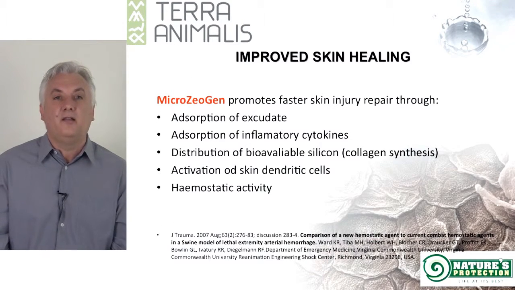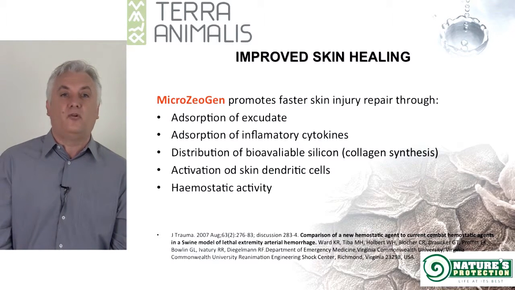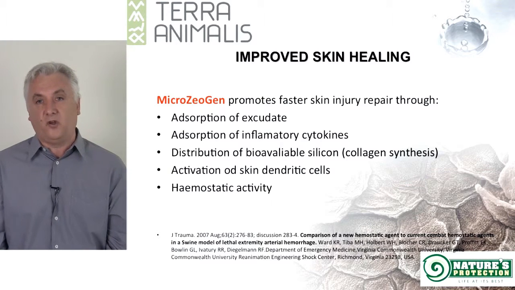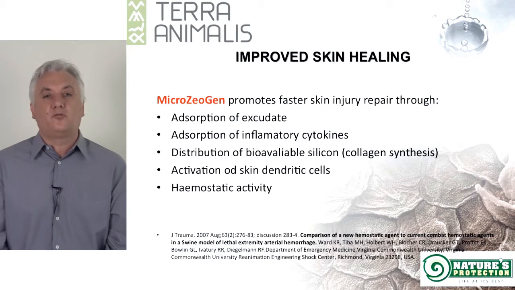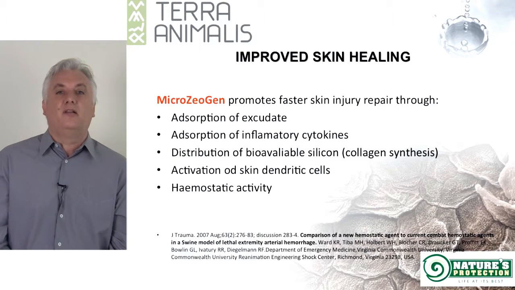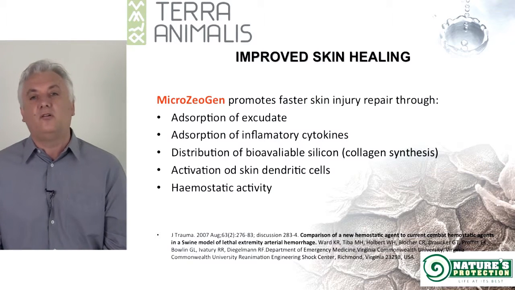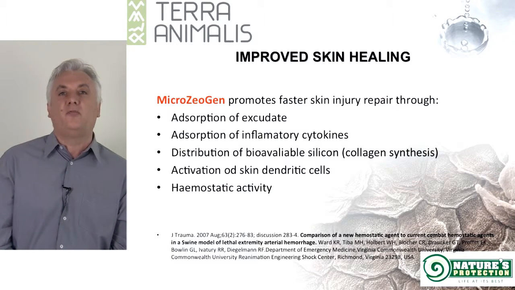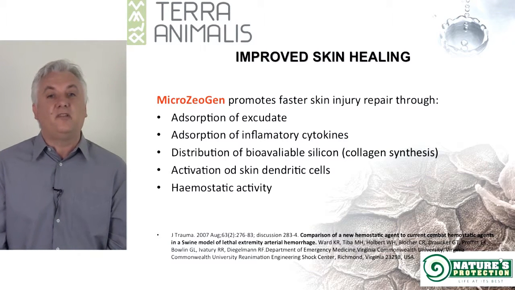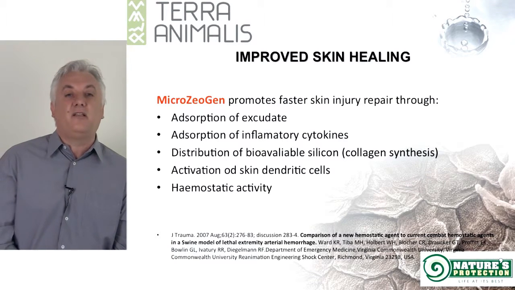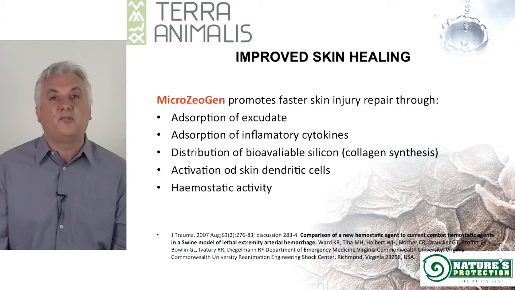Improve skin healing. So MicroZeoGen promotes faster skin injury repair through absorption of exudate. This is for topical use. Absorption of inflammatory cytokines. If you use it per os, it distributes the bioavailable silicon, and bioavailable silicon is very, very important for collagen synthesis. We will talk about this in the next presentation. And also, it activates the skin dendritic cells, and it has very strong hemostatic activity.